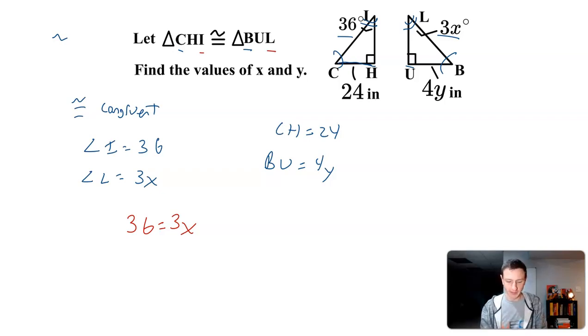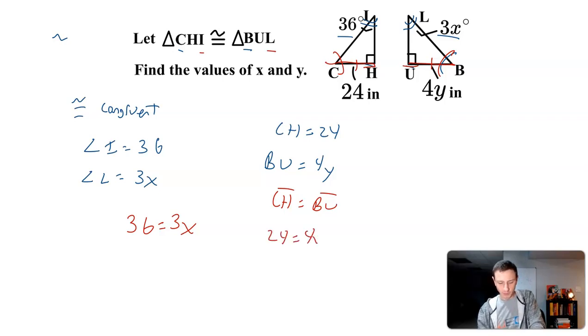And then what about the side lengths? Well, if we're given the side length of CH being 24, and then side length BU is equal to 4y, those are congruent because when we have congruent angles, so if this angle is congruent with this angle, and angle H and angle U are also congruent because of right angles, that makes the sides then also congruent. So we have side congruence there. That means CH is going to equal BU. Those sides are going to be also equal. So I can then say 24 is equal to 4y.